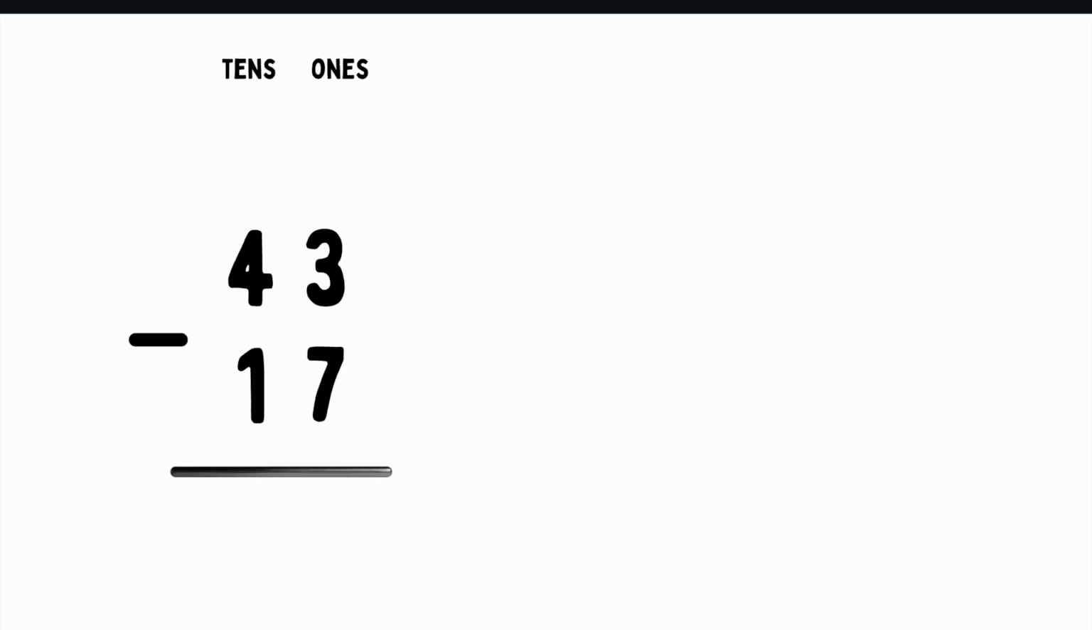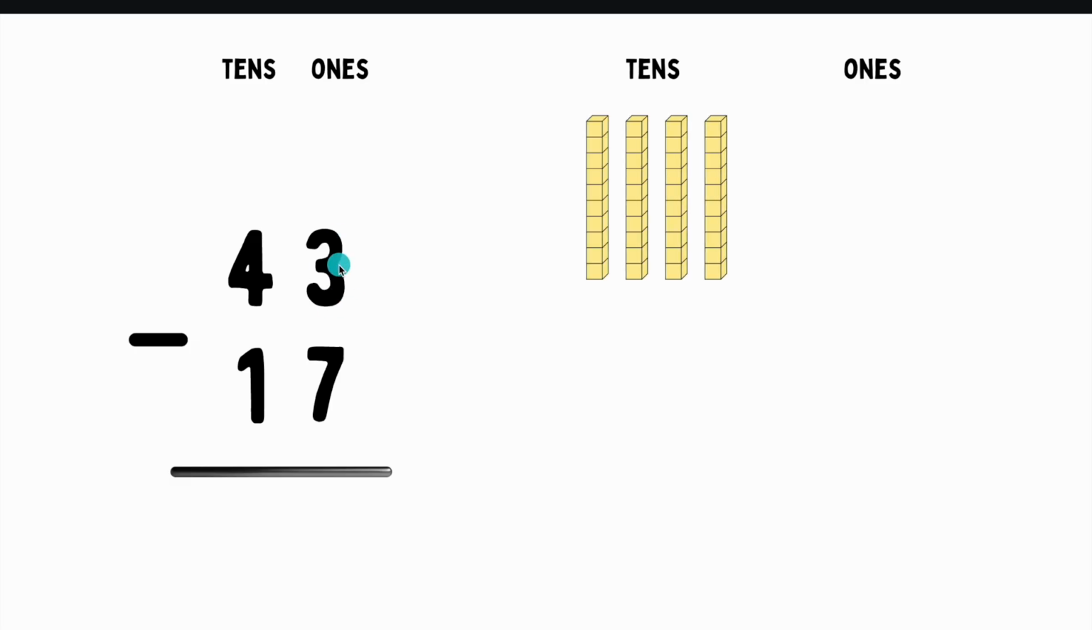43 minus 17. Let's start by creating a model of 43. We have 4 tens and we have 3 ones. 1, 2, 3. We need to subtract 17. Let's start in the ones place.